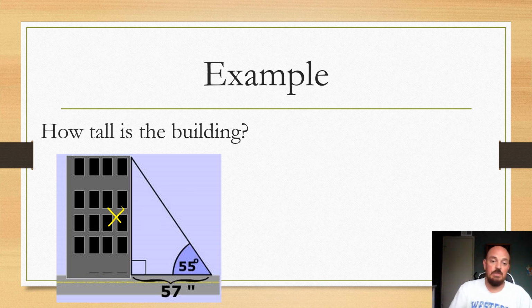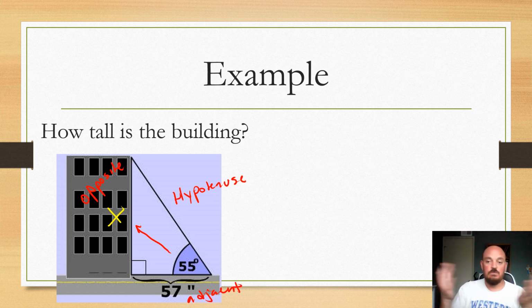I just told you in the notes how to do that. So step one was to label your sides. Since the right angle is down there in the bottom left corner where the building meets the ground, this right here would be the hypotenuse. Now the 55 is the angle. That's the one I'm using in the question. That makes this side over here, x, the opposite. And the 57 would be the adjacent. So just like yesterday, step one was figure out which side is opposite, which side is adjacent, which side is hypotenuse.